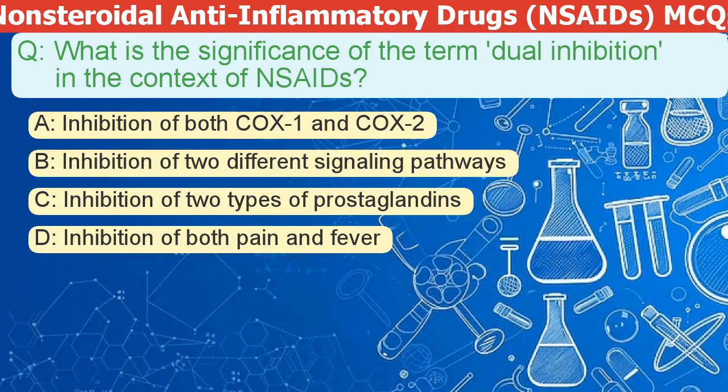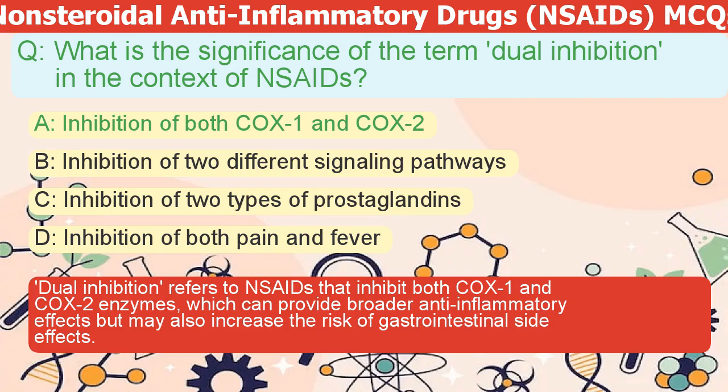What is the significance of the term dual inhibition in the context of NSAIDs? A. Inhibition of both COX-1 and COX-2. B. Inhibition of two different signaling pathways. C. Inhibition of two types of prostaglandins. D. Inhibition of both pain and fever. The correct answer is A. Dual inhibition refers to NSAIDs that inhibit both COX-1 and COX-2 enzymes, which can provide broader anti-inflammatory effects but may also increase the risk of gastrointestinal side effects.